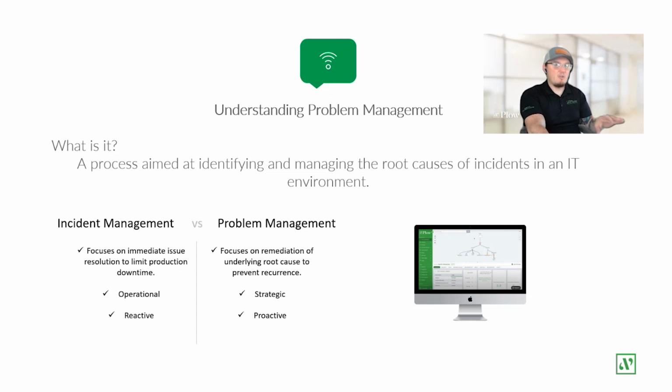Now we know what incident management is. Let's go to the other side of the fence, problem management. Problem management focuses on the remediation of the underlying root cause of the issue to keep it from happening again. Incident management: fix the issue, just get it fixed. Problem management: what can we do to keep us from having to fix it? Naturally, that's very strategic, right? Problem management, while it is a part of the operations process, is a strategic line of thinking.